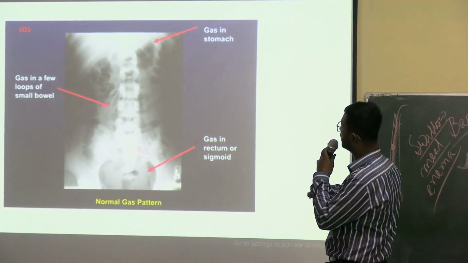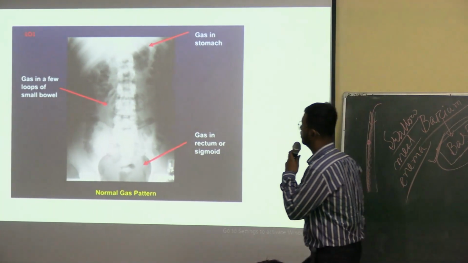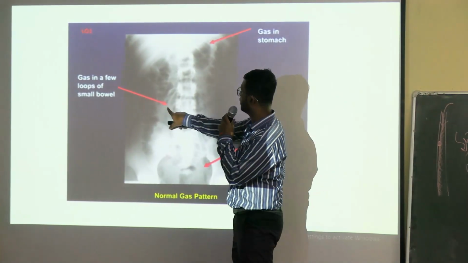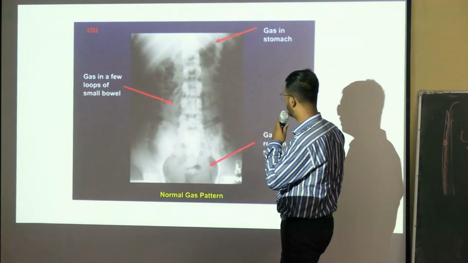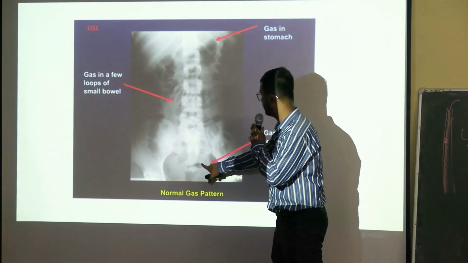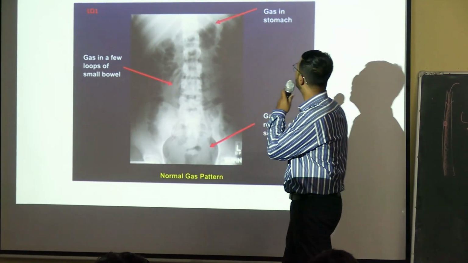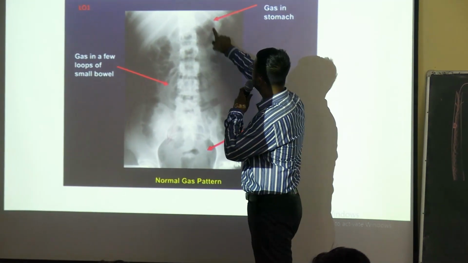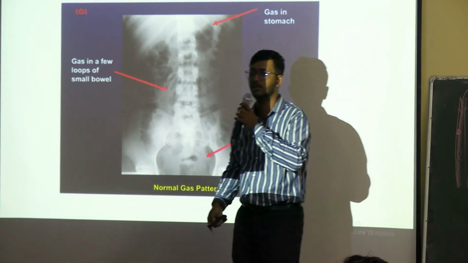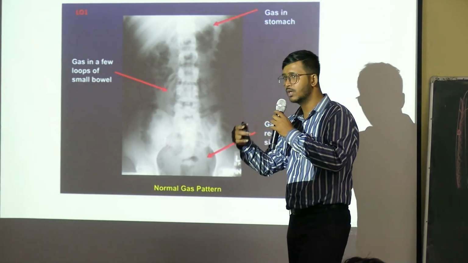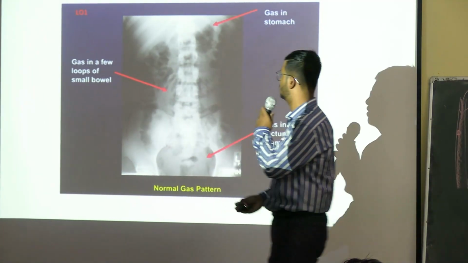These are some normal gas shadows in your small intestine. Suppose this is one gas in your small bowel, then there is normal gas in the rectum and sigmoid colon. This is the sigmoid colon. Then here you can see gas in the stomach. Similarly, there are some other multiple gases in the small intestine, which is normal. So we need to look out for what is normal and what is abnormal. So these are normal gas shadows.